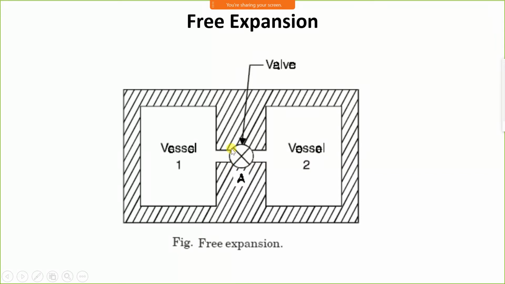Suppose the wall is opened. What will happen? The gas from vessel 1 will transfer to vessel 2. Means expansion of this gas takes place. Initially, here the gas is at a particular pressure, at a high pressure. When this wall is opened, this gas will transfer to vessel 2 since there is a vacuum, and the property of a vacuum is to attract things.